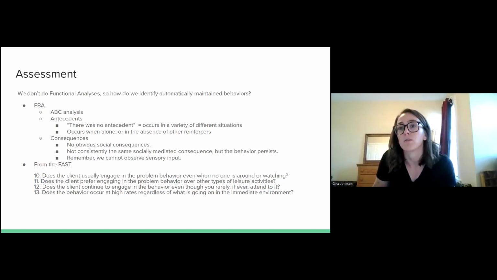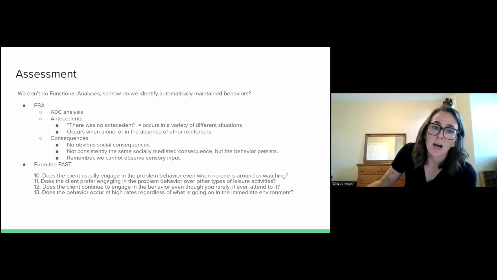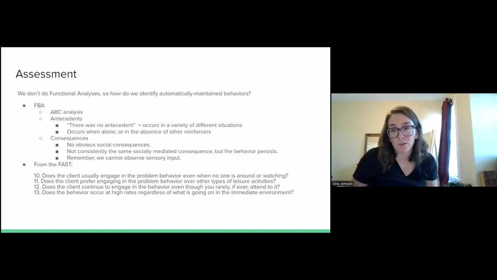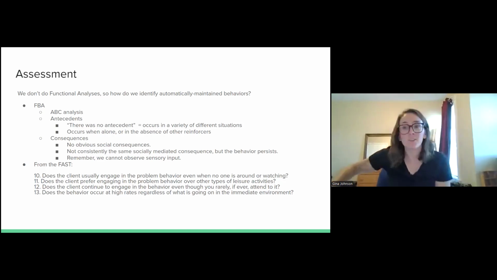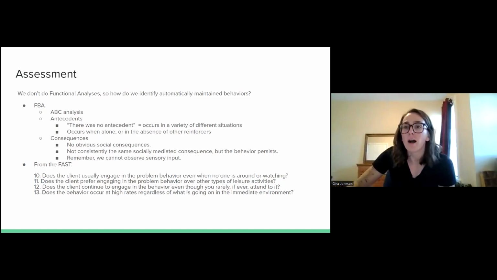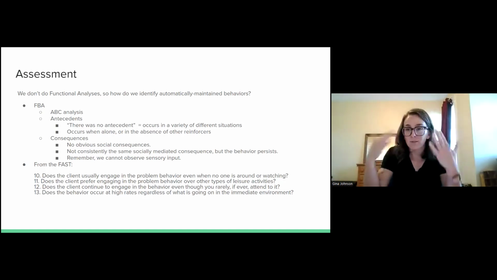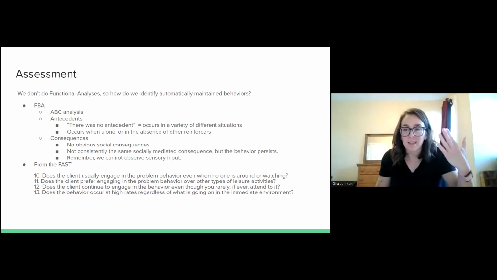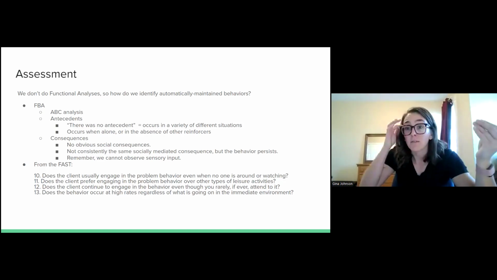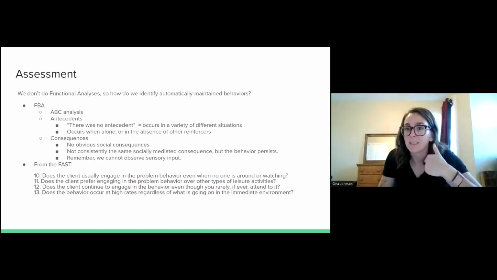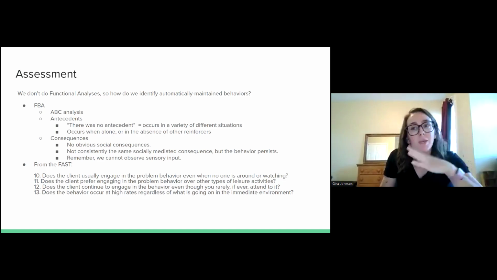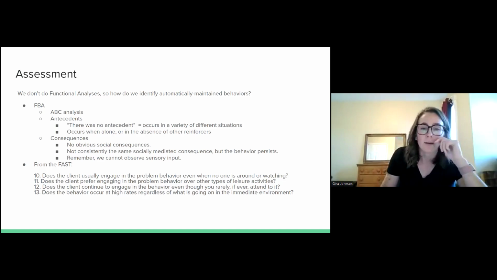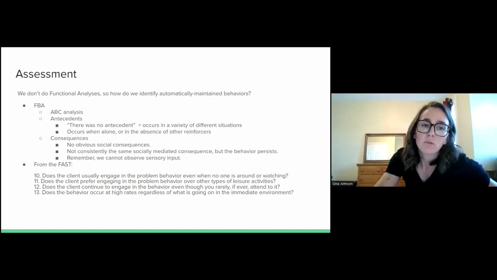This could be pointing me to an automatic function. And remember that we can't observe sensory input. So don't jump too soon to the sensory or automatic conclusion of, oh, they're obviously doing that. Like flapping hands in front of the eyes, we automatically think that is a sensory and automatically reinforced behavior because we're assuming a sensation is taking place and that it is the maintaining consequence. But we have to look at the analysis to determine that. We can't assume that. So keep that in mind.